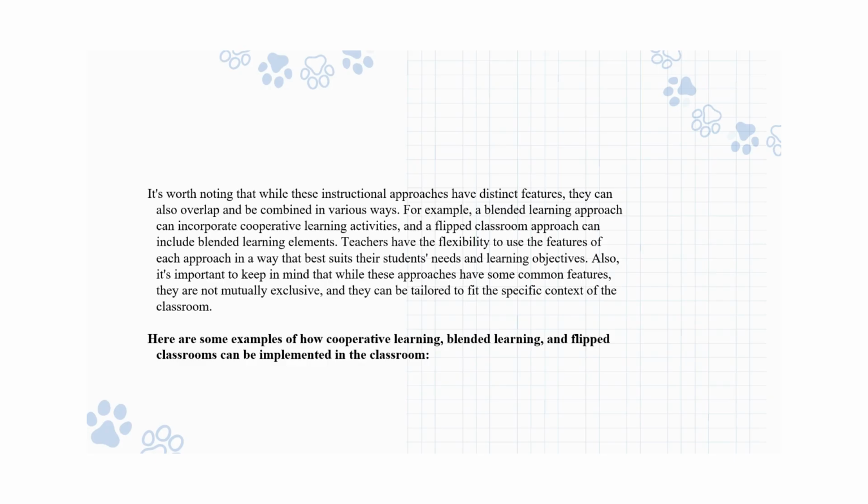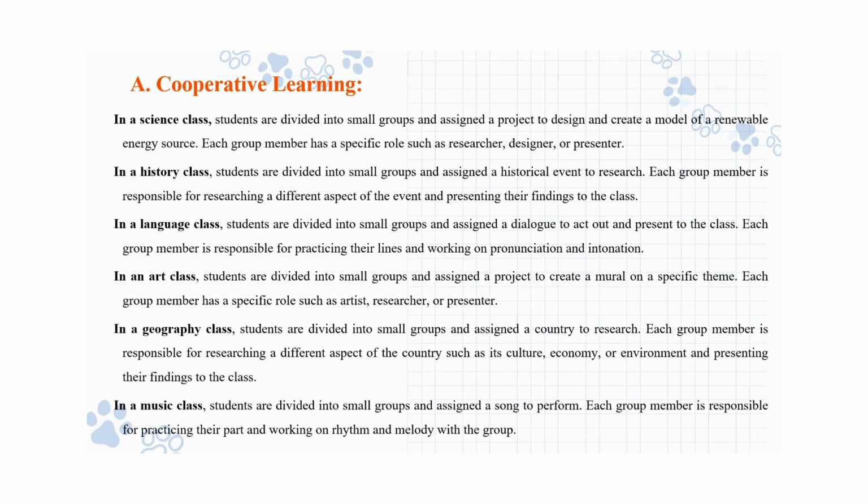Also, it's important to keep in mind that while these approaches have some common features, they are not mutually exclusive. They can be tailored to fit the specific context of the classroom. Here are some examples of how cooperative learning, blended learning, and flipped classrooms can be implemented in the classroom.